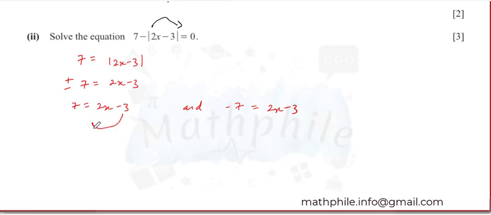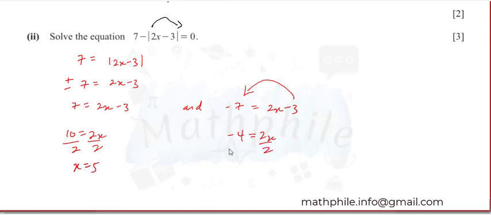Move the negative 3 to the other side of the equation. That becomes positive 3. So 7 plus 3 is 10, which is equal to 2x. Then also we can add 3 to both sides of the equation, or we can say move negative 3 to the other side, which becomes plus 3. Negative 7 plus 3 will be negative 4, which is equal to 2x. We can then divide everything by 2. This will give you x equal to 5. And dividing both sides by 2, x is equal to negative 2.